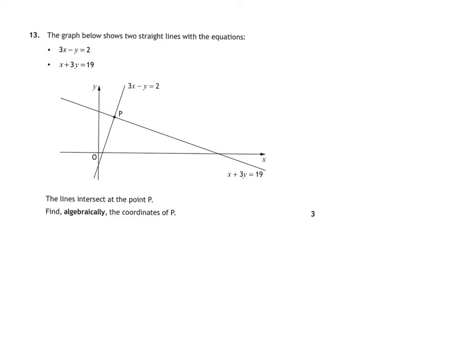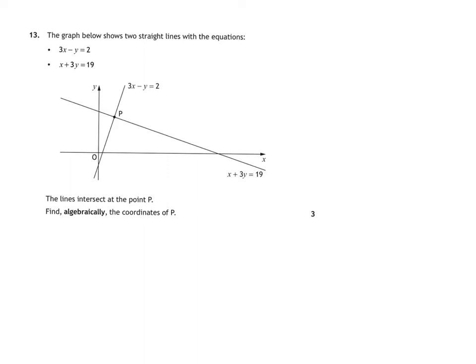Question 13. The graph below shows two straight lines with the equations 3x minus y is equal to 2 and x plus 3y is equal to 19. The lines intersect at the point P. Find algebraically, now it's in bold there, that's your trick there, the coordinates of P, where those two lines meet.